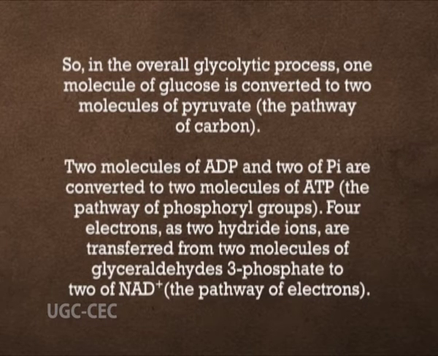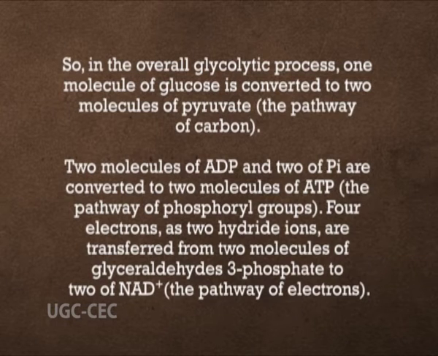The overall reaction has a large negative standard free energy change due in large part to the spontaneous conversion of the enol form of pyruvate to the keto form, which constitutes a large driving force, pushing the reaction towards ATP synthesis. The pyruvate kinase reaction is essentially irreversible under intracellular conditions and is an important site of regulation. So, in the overall glycolytic process, one molecule of glucose is converted to 2 molecules of pyruvate, and this is the pathway of carbon. 2 molecules of ADP and 2 of inorganic phosphate are converted to 2 molecules of ATP, and this is the pathway of the phosphoryl groups.